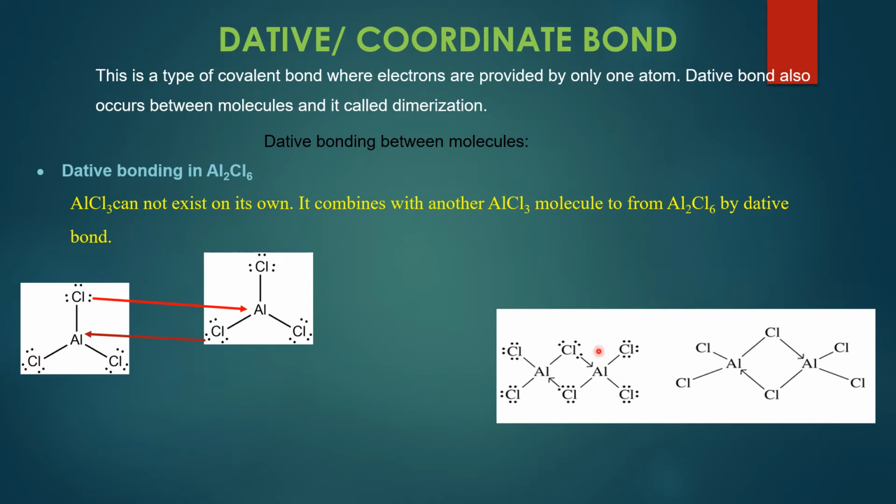If you look at the structure of Al2Cl6, you can see that there are two arrows drawn here. These arrows indicate the formation of a dative bond. The direction of the arrow indicates the electrons provided by the chlorine atom to aluminium. And you can see the structural formula as drawn here.